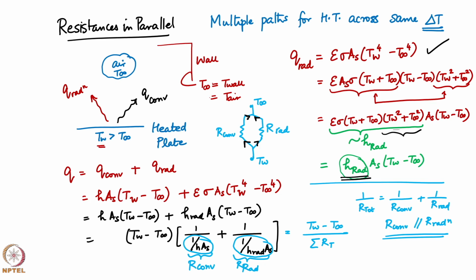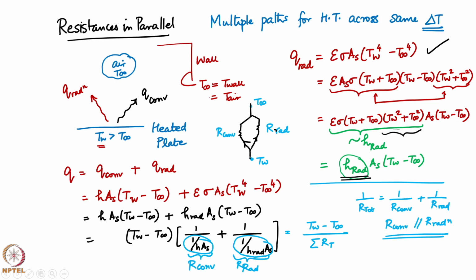The point I am trying to make here is, when I have multiple paths for heat transfer across the same temperature difference, what is the temperature difference here? T infinity 1 minus T infinity 2, T w minus T infinity. You have two resistances which are R convection and R radiation. These will be in parallel because heat has two paths that it can take. One is your convection part, other is your radiation part. Okay. So, with this I will stop this module.